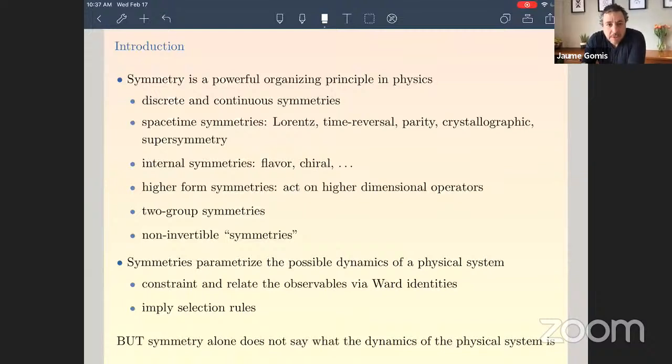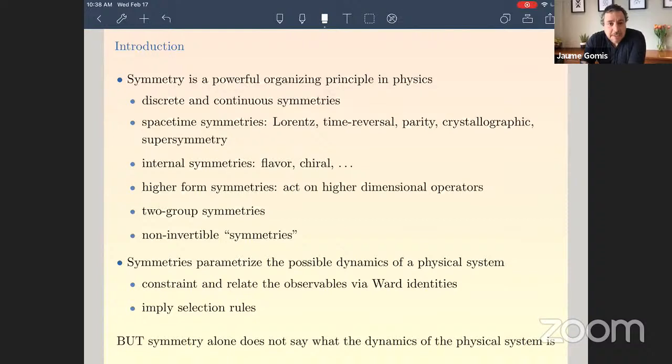So of course, from the very old days, we're familiar with the dichotomy between discrete and continuous symmetries. Roughly speaking, you can also classify symmetries as being space-time symmetries, like the Lorentz group, time reversal, parity, or in discrete symmetries, you could have crystallographic, supersymmetry, magnetic symmetries, and also internal symmetries. But of course, these two can be tied together because you can have a flavor symmetry that contains, say, (-1)^F, a fermion number.